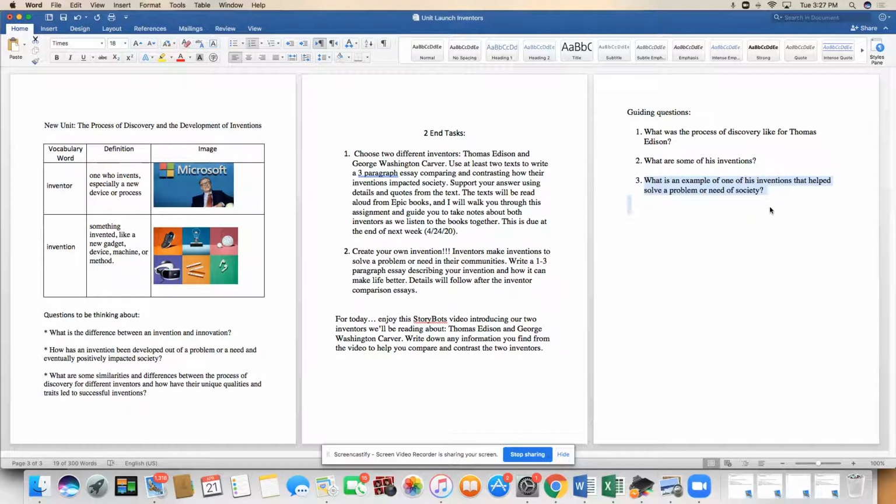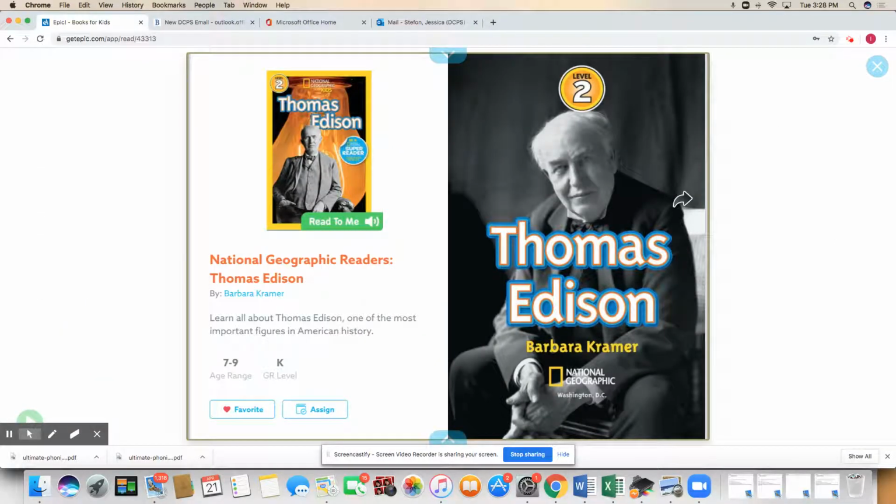So you guys could just write Thomas Edison down on a piece of paper and get ready to take your notes underneath, or you could take a minute, pause the video, and write down these guiding questions and your answers to those specific questions, whatever works best for you. Just know at the end, you're going to use this information to write an essay comparing and contrasting Thomas Edison to our next inventor later in the week. Okay, so let's get reading. Here we go.